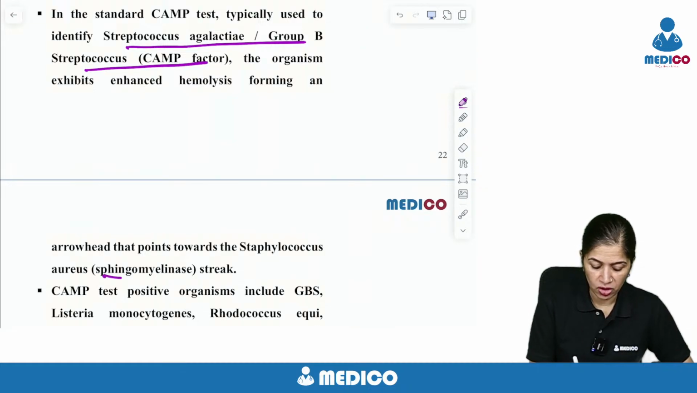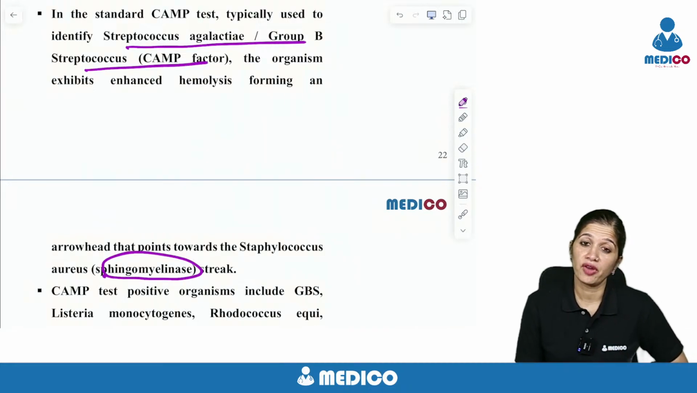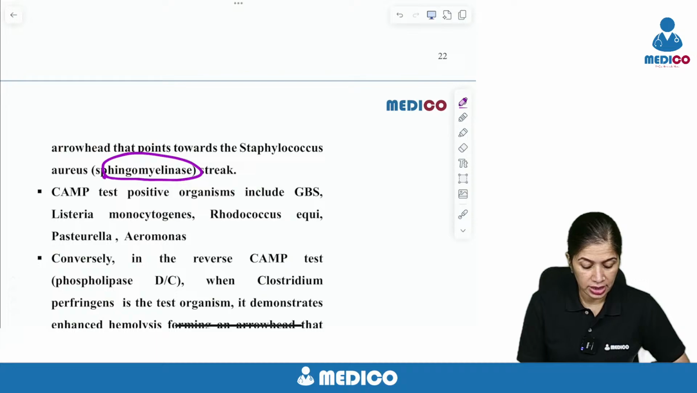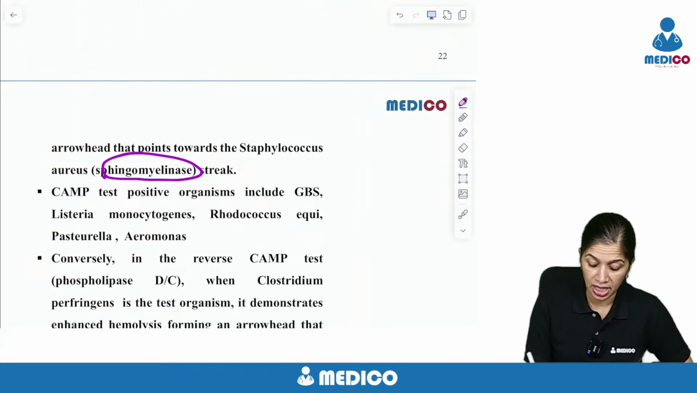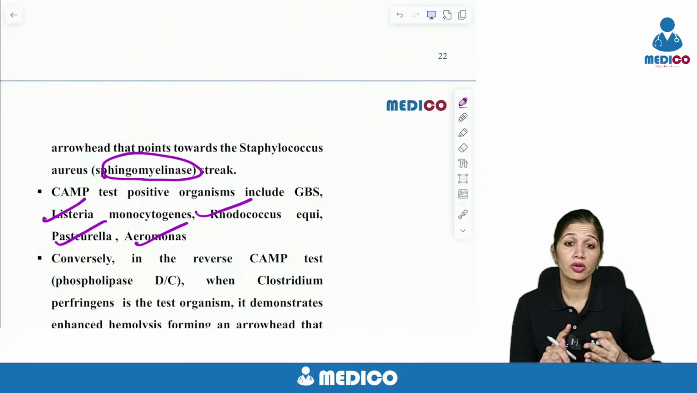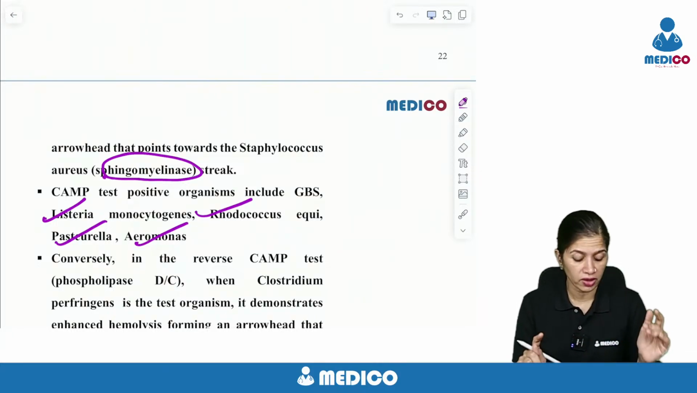So there is a sphingomyelinase for the staph, there is a CAMP factor for the group B strep, and together there will be an enhanced zone. But the other organisms that test positive for CAMP besides group B strep are Listeria, Rhodococcus, Pasteurella and Aeromonas. So remember that Aeromonas, Listeria, Rhodococcus and Pasteurella also give CAMP positive.